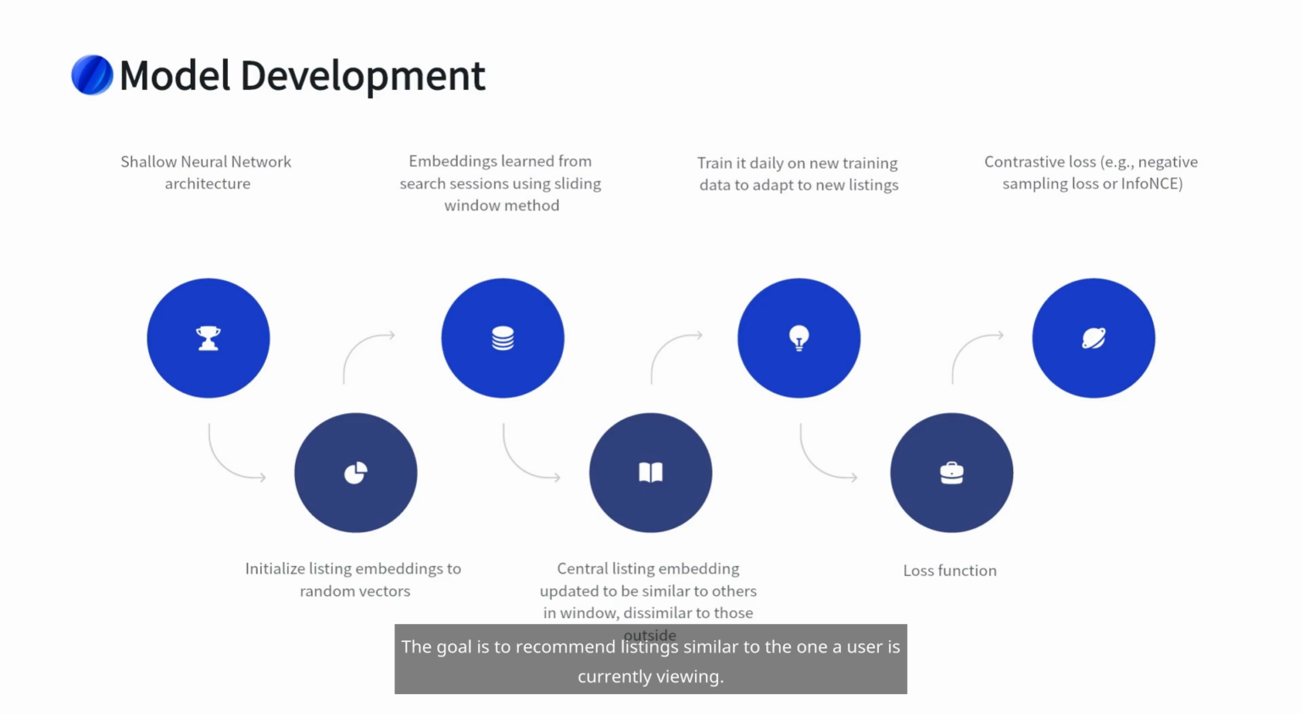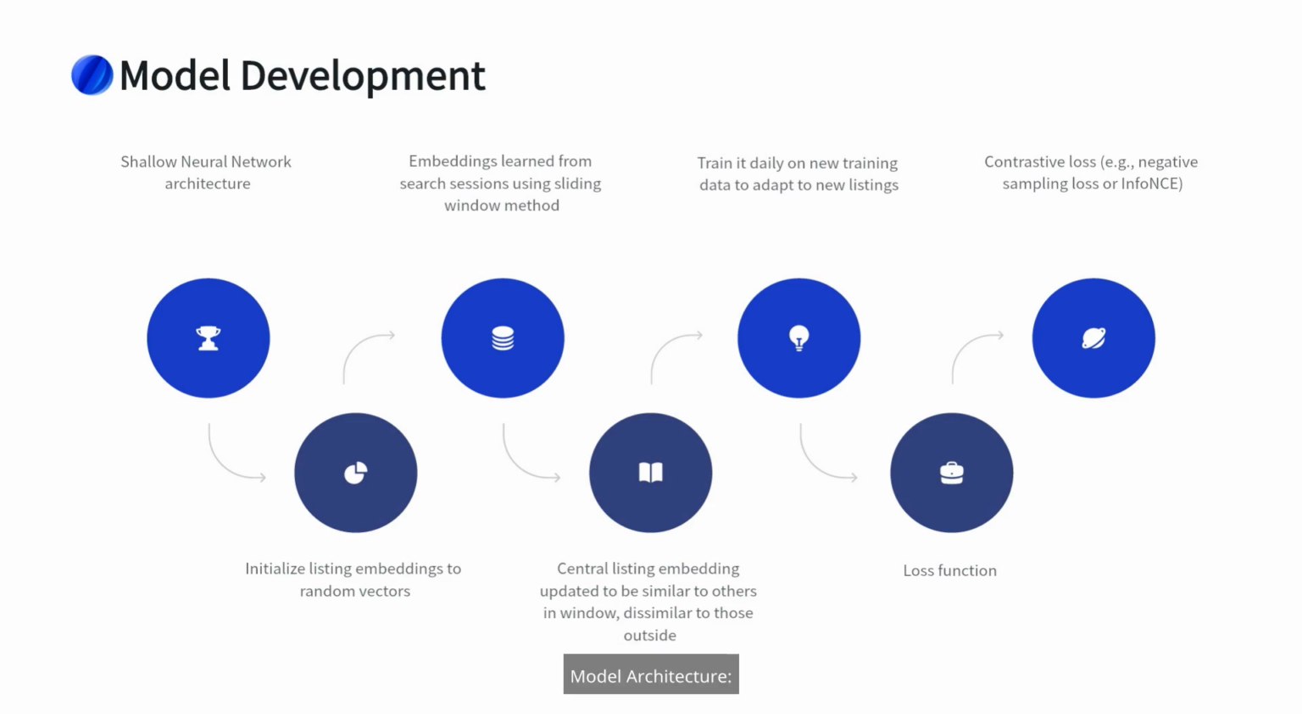The goal is to recommend listings similar to the one a user is currently viewing. Since users often browse multiple listings in a session, we can use these sessions to infer implicit similarity. Instead of relying on listing metadata or user profiles alone, we capture similarity directly from co-browsing behavior.